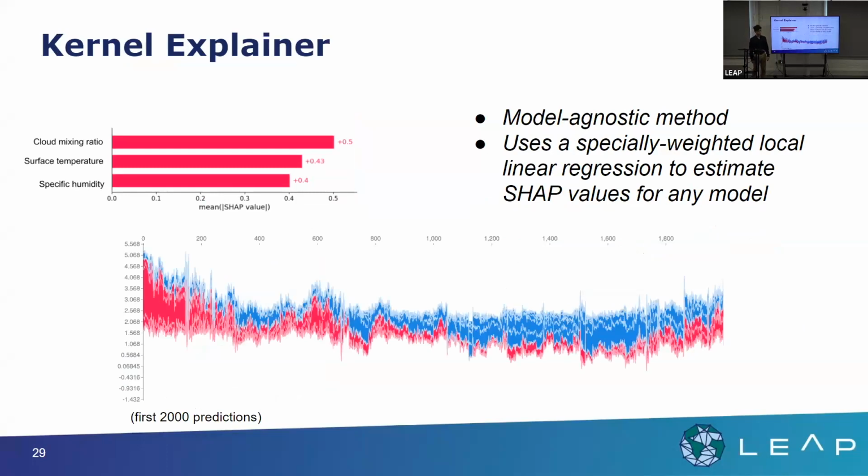The kernel explainer is a model-agnostic method that uses a specially weighted local linear regression to estimate SHAP values for any model. The top one shows cloud mixing ratio having the highest positive effect on precipitation, with surface temperature and specific humidity having slightly less. The bottom graph is actually using a different model where we train on a lot of different variables. We can see that on the first 2,000 predictions, we have some variance in the SHAP values.